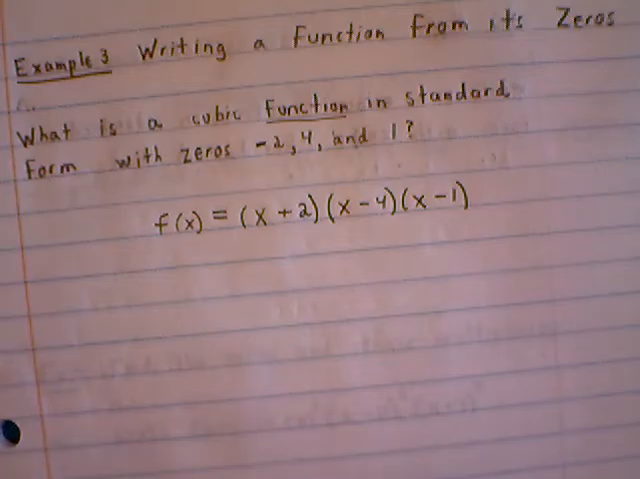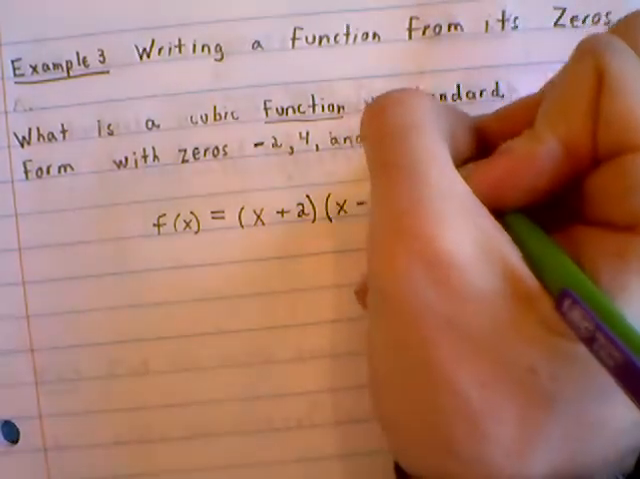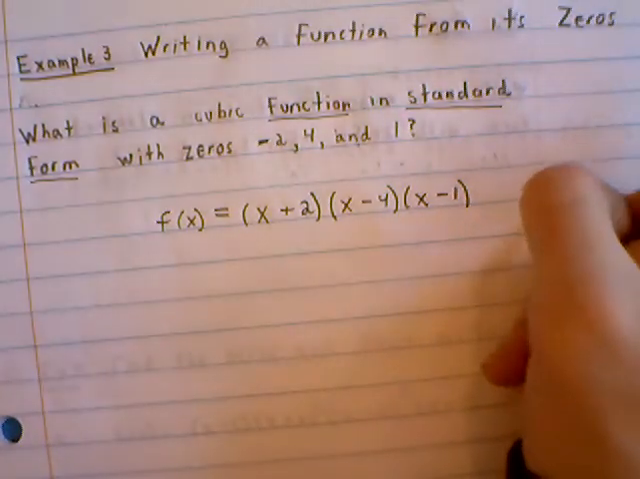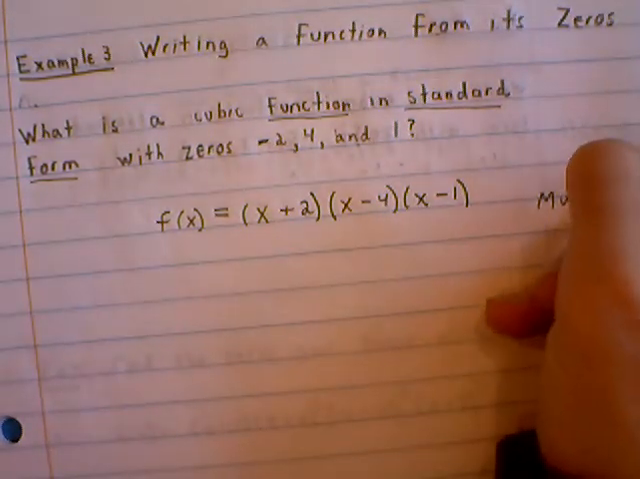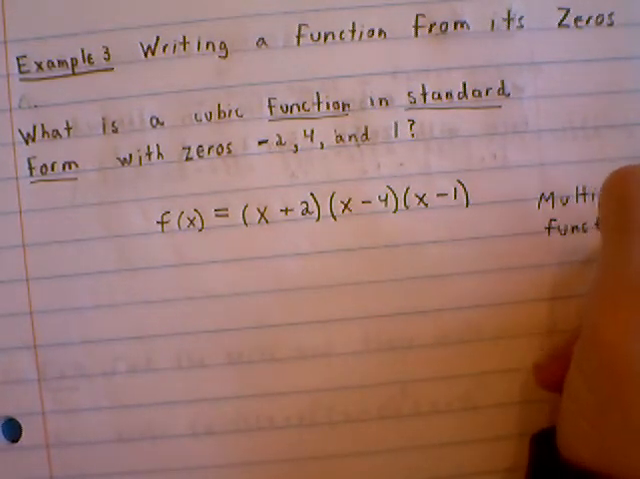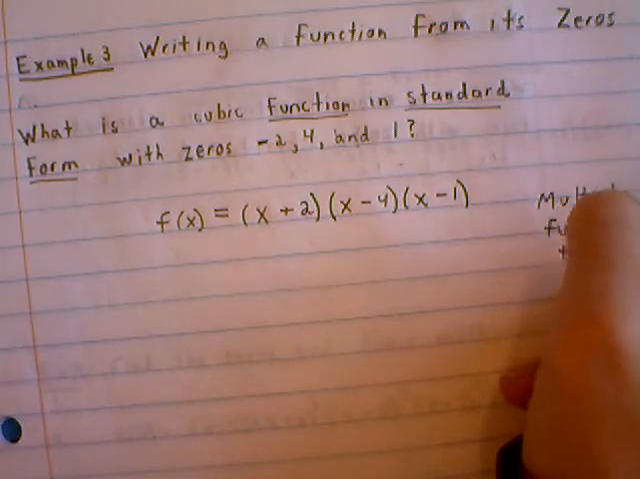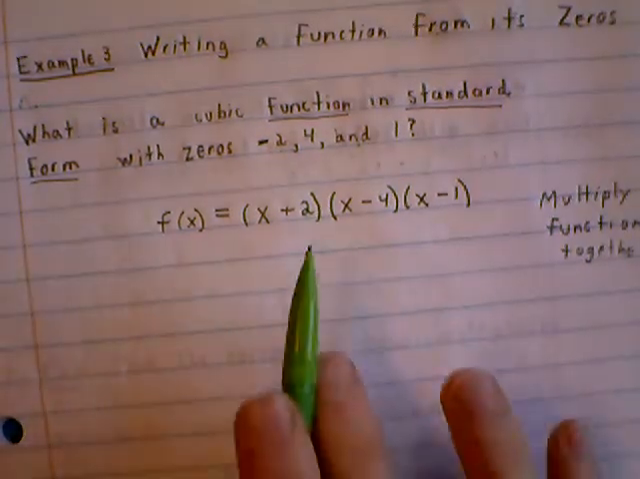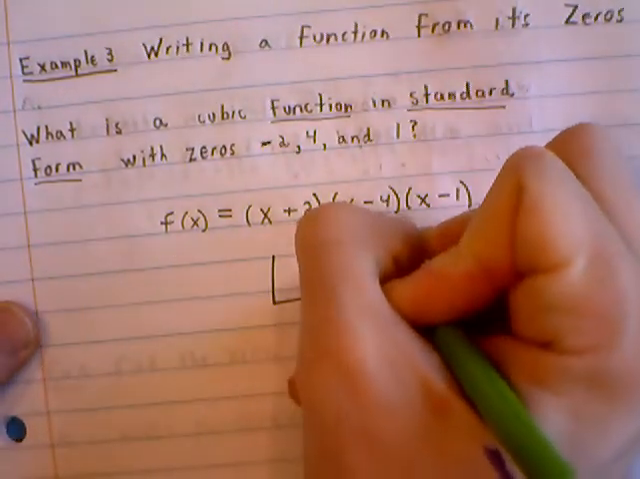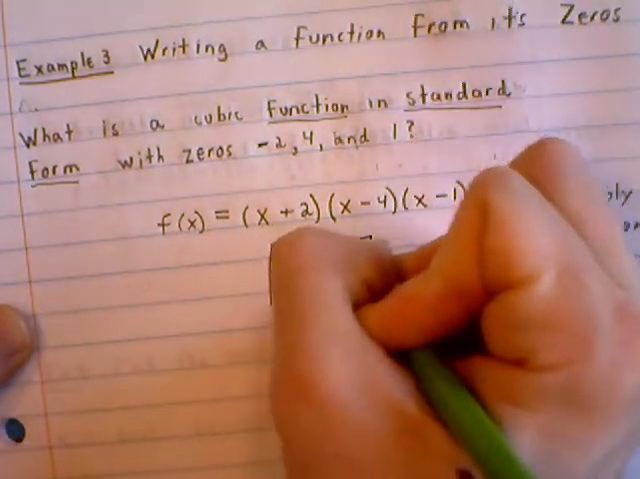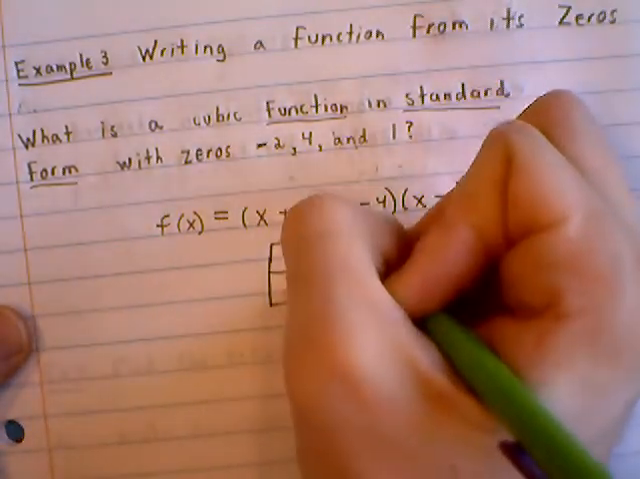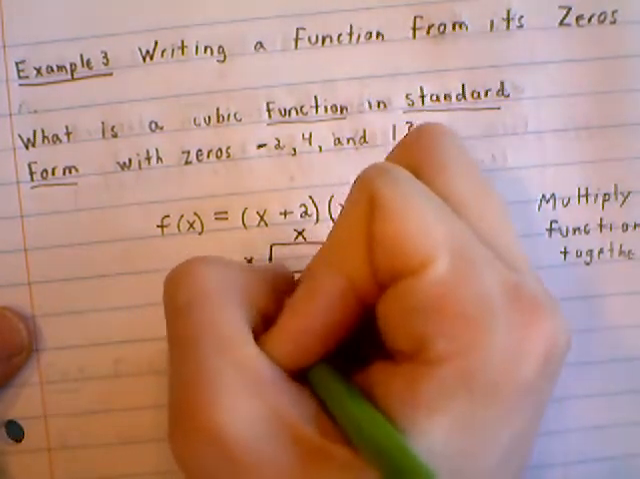Now, so we wrote our function. It says standard form. So what we're going to do is multiply the function together. So we can just use a box for that, or you can use the distributive property. Just move from left to right. I'm going to do the x plus 2 and the x minus 4.